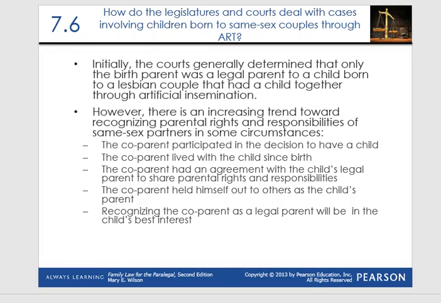How do the courts and legislatures deal with cases involving children born to same-sex couples through ART? Initially, the courts generally determined that only the birth parent was a legal parent to a child born to a lesbian couple that had a child together through artificial insemination. However, there's an increasing trend towards recognizing parental rights and responsibilities of same-sex partners in some circumstances. These circumstances have been where the co-parent participated in the decision to have a child, the co-parent lived with the child since birth, the co-parent had an agreement with the child's legal parent to share parental rights and responsibilities, the co-parent held himself or herself out to others as the child's parent, and recognizing the co-parent as a legal parent will be in the child's best interest.